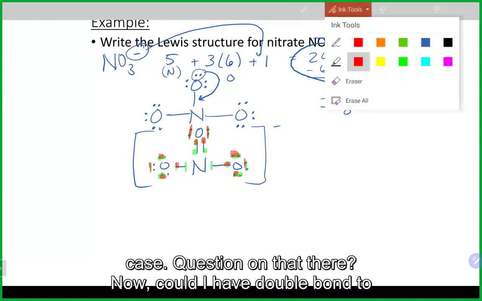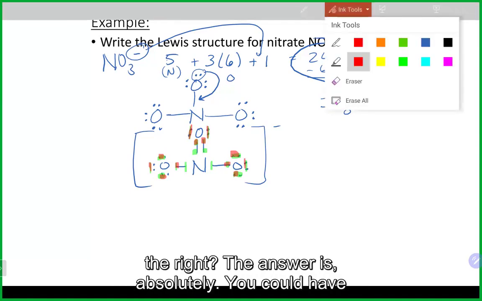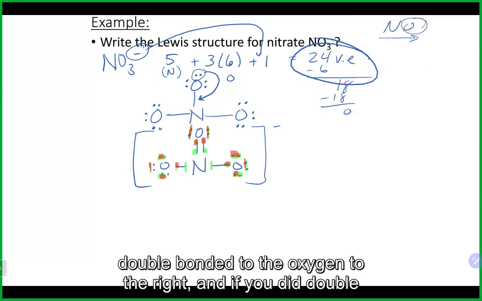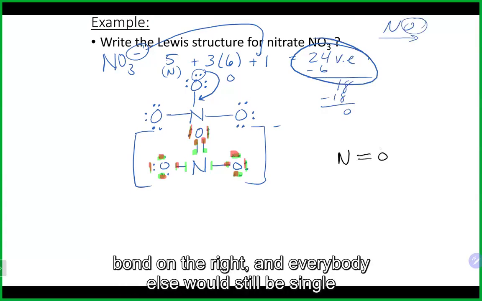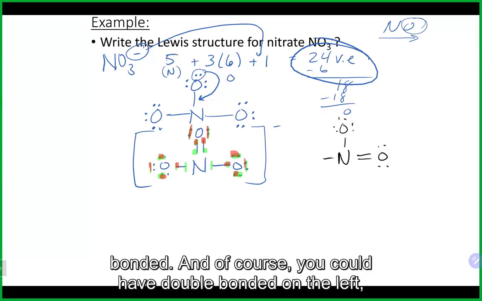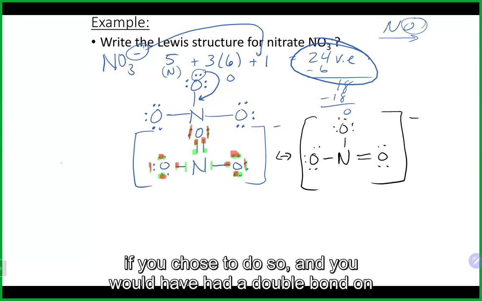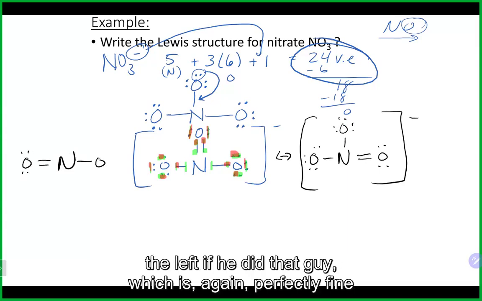Question on that there. Now, could I have double bonded to the right? The answer is absolutely. You could have double bonded to the oxygen on the right, and you would end up with a double bond on the right, and everybody else would still be single bonded. And of course, you could have double bonded on the left if you chose to do so. You would have a double bond on the left if you did that, which is, again, perfectly fine to do.